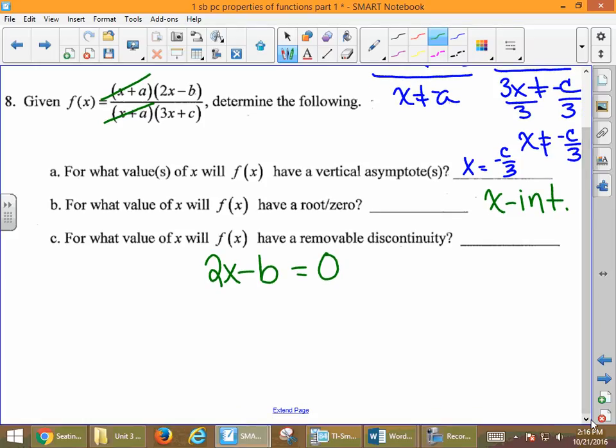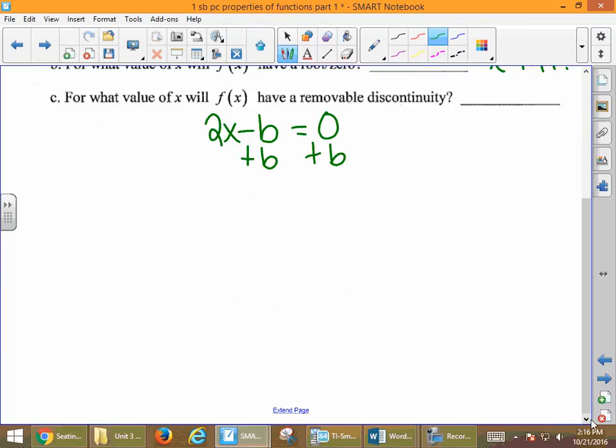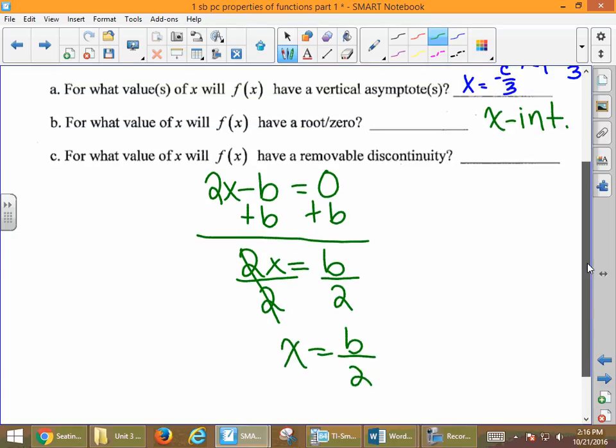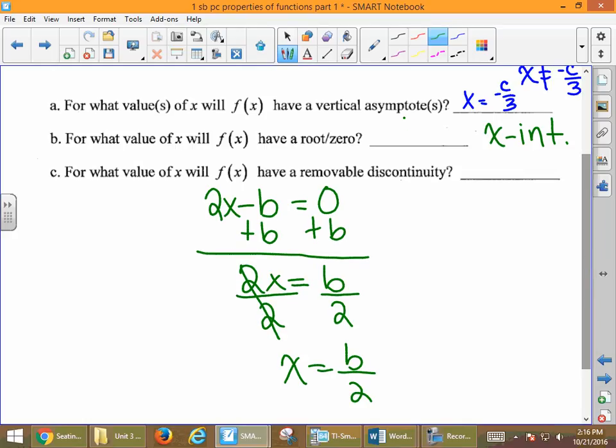which is also known as an x-intercept. So if we add b to both sides, we get 2x equals b, and divide both sides by 2. So we get b over 2. Try to write that a little bit neater. B divided by 2.